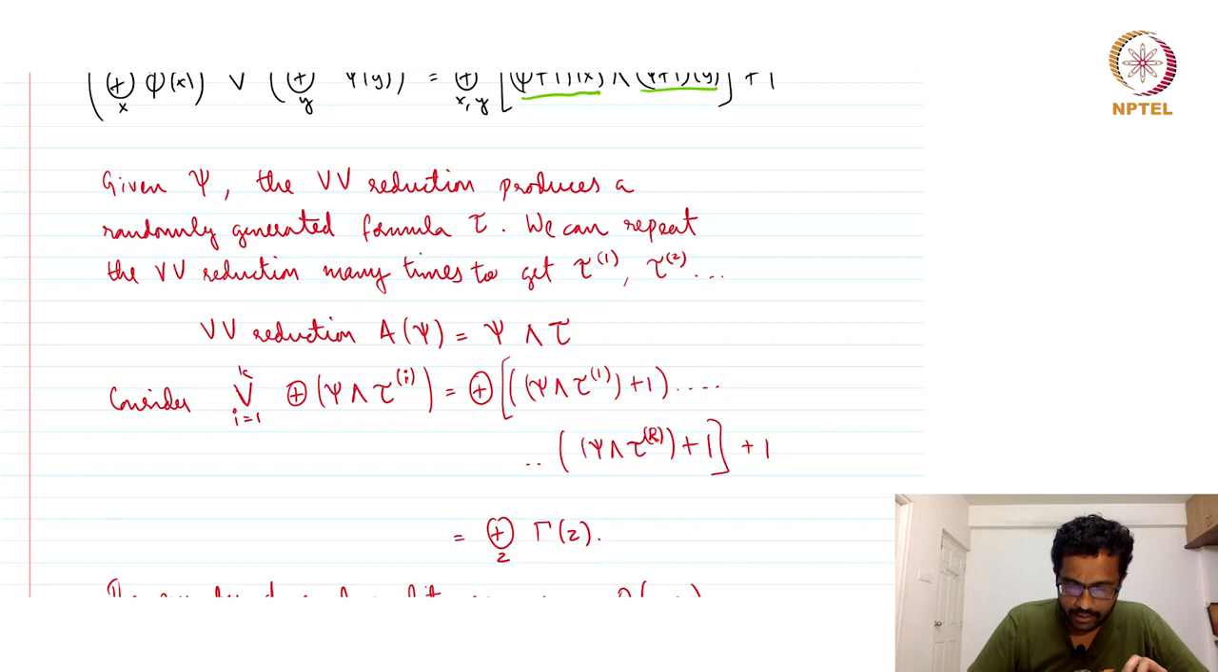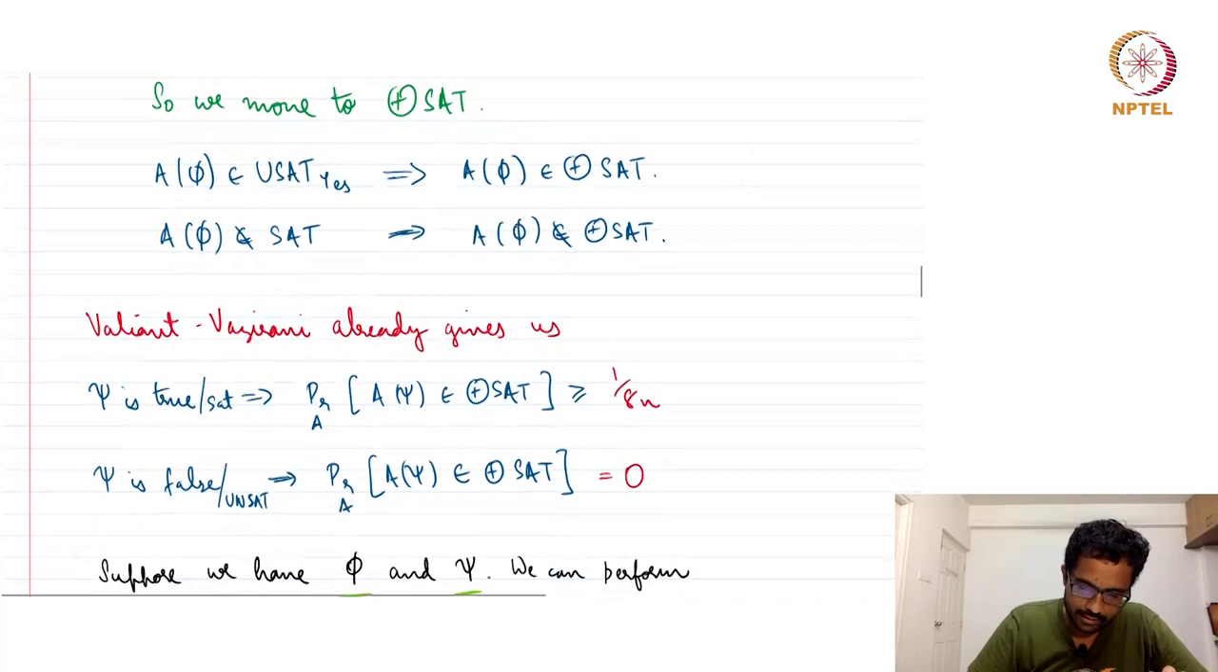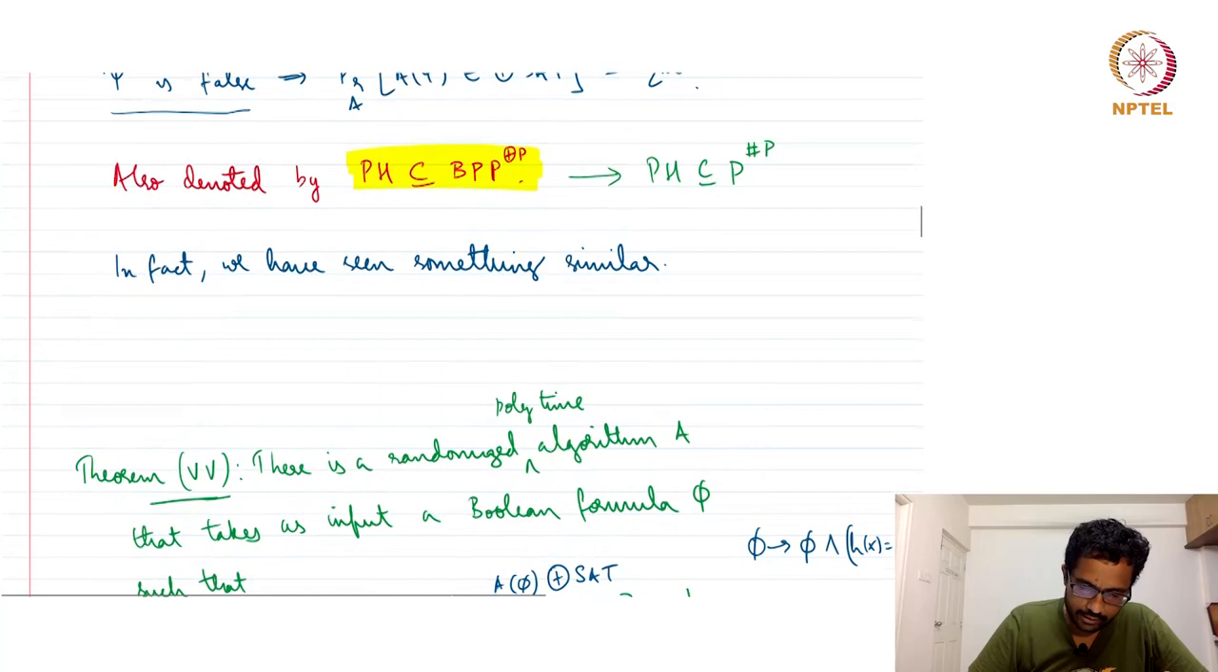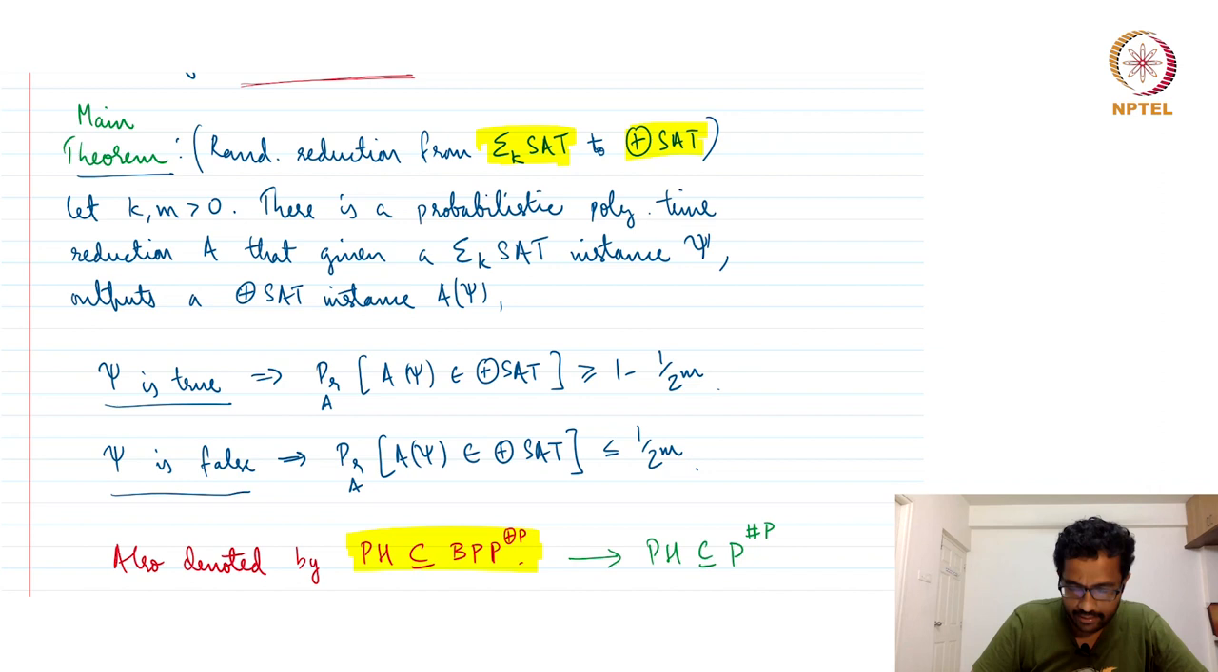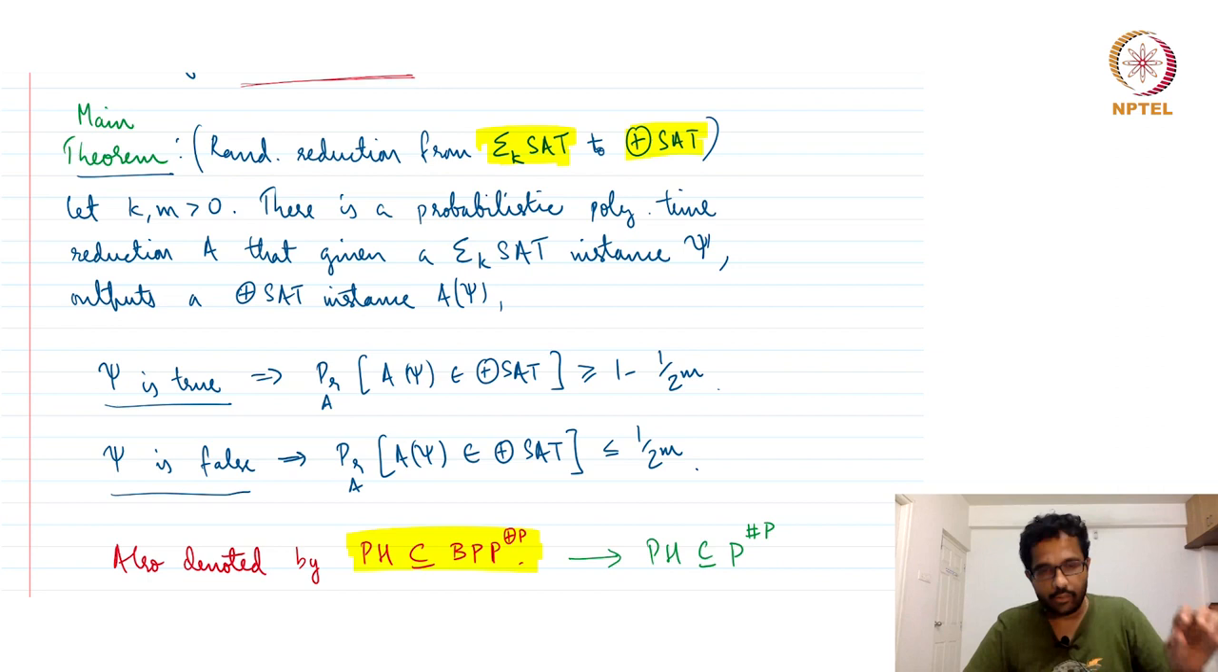So just to summarize, what we have is the Valiant-Vazirani theorem, and this was our target, right? Given a sigma k SAT instance, we want to get to a Boolean formula such that there is a high correlation. If the sigma k instance is true, then the reduced instance should be an instance of parity SAT with high probability, and the other way as well. And this is a randomized reduction.